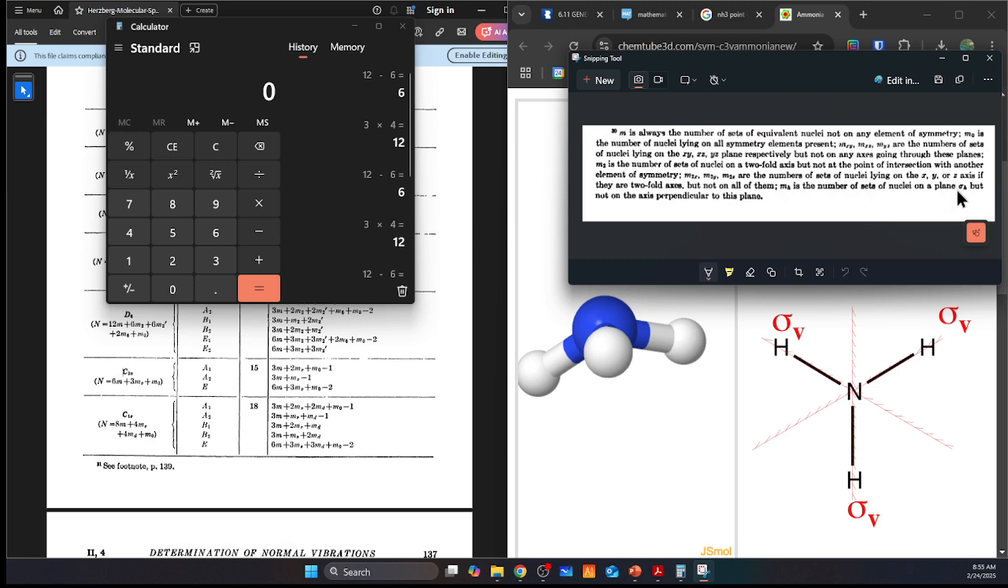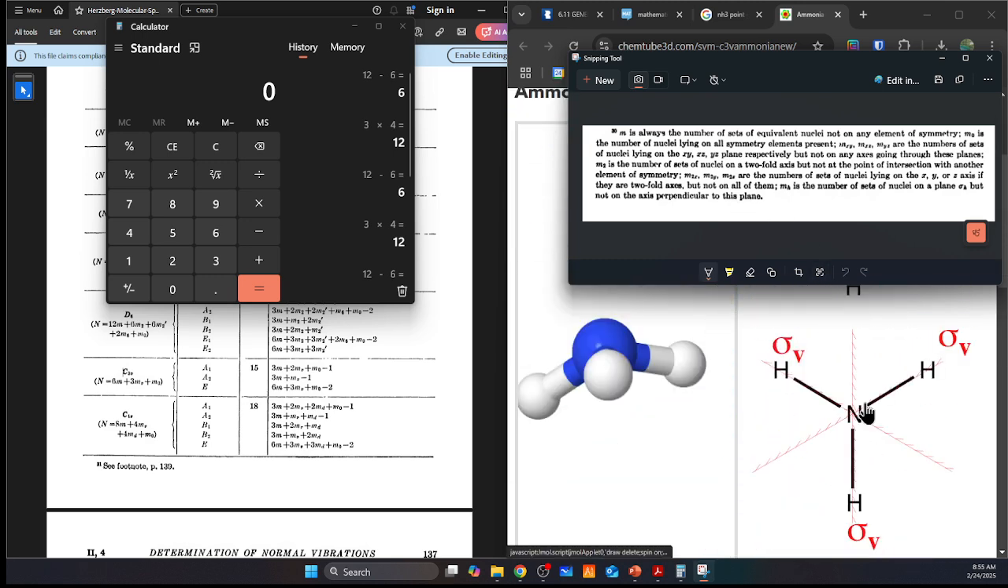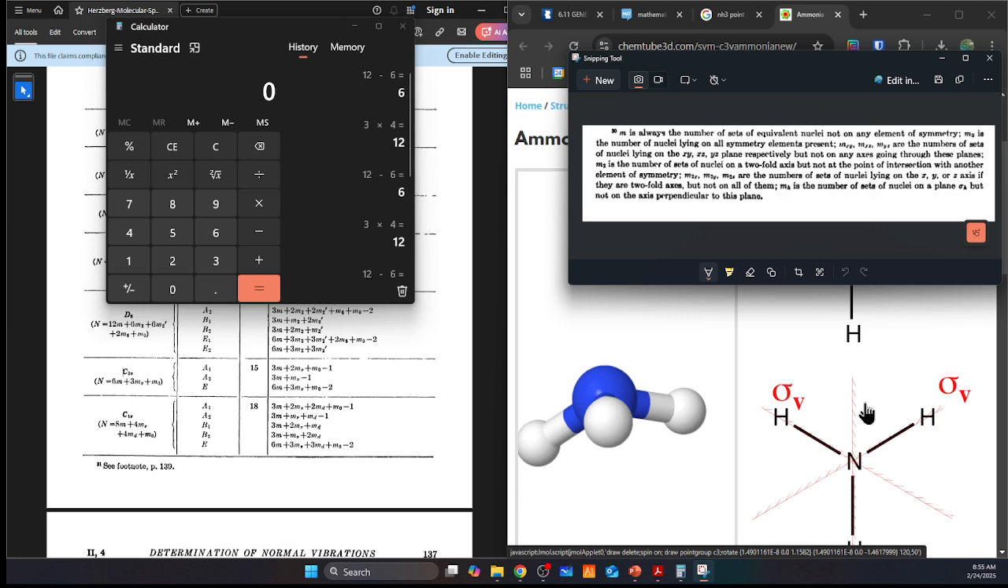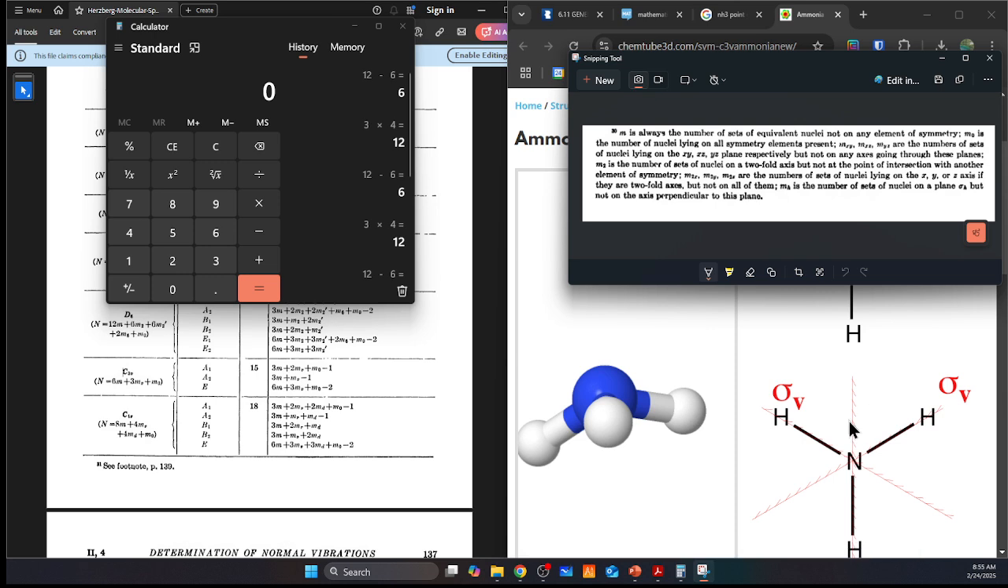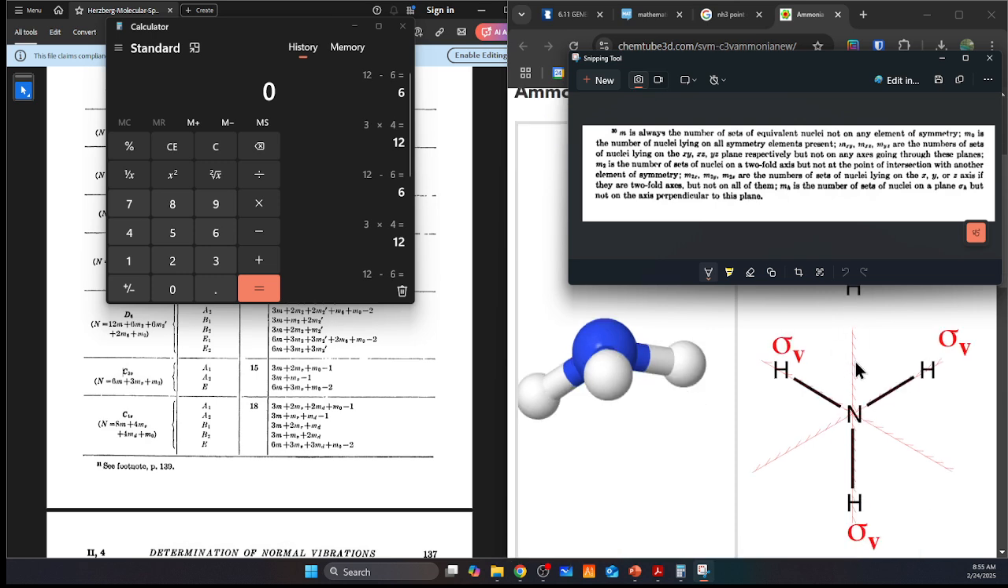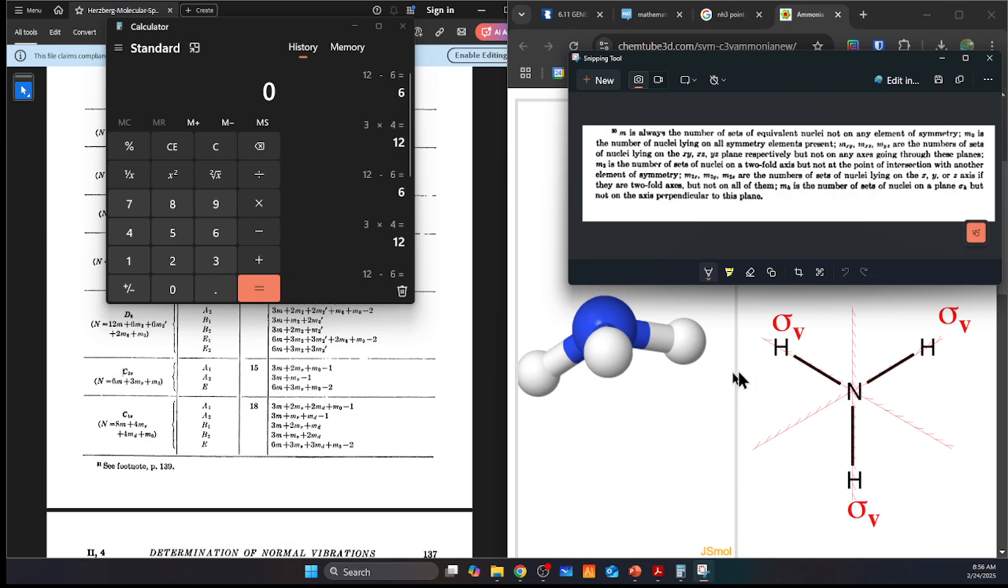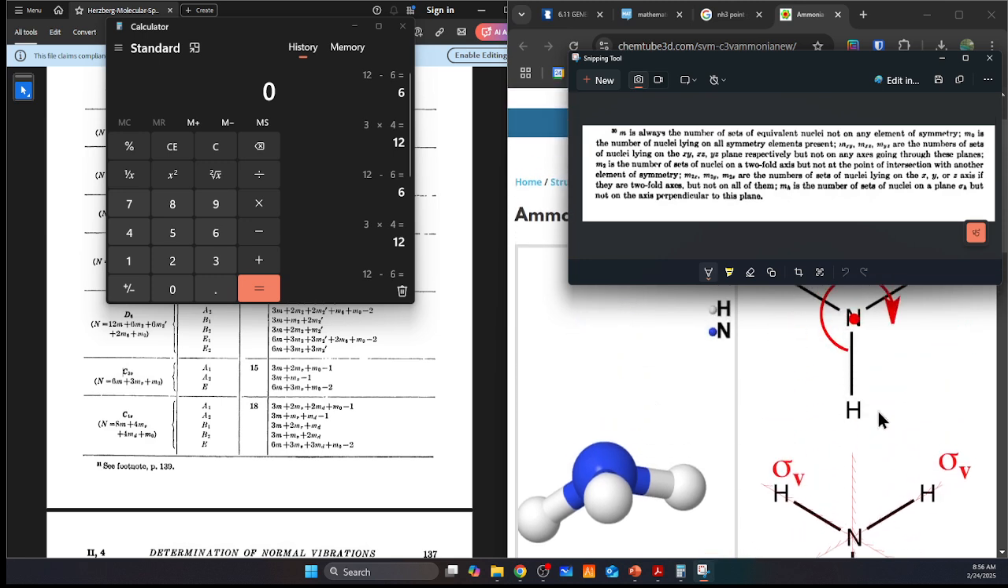MH is the number of sets of nuclei on a plane. Now keep in mind this is just for the H1. There's an MV as well, which we see over here. That'd be vertical plane. MH horizontal plane, MV vertical plane. But cannot be on the axis perpendicular to this plane. So remember, your C3 axis here is perpendicular to your horizontal, right? The MV, on the other hand, is going to end up being parallel to the C3 axis.